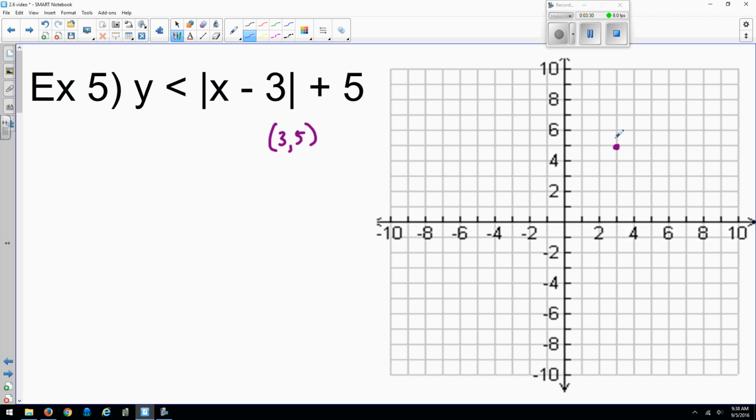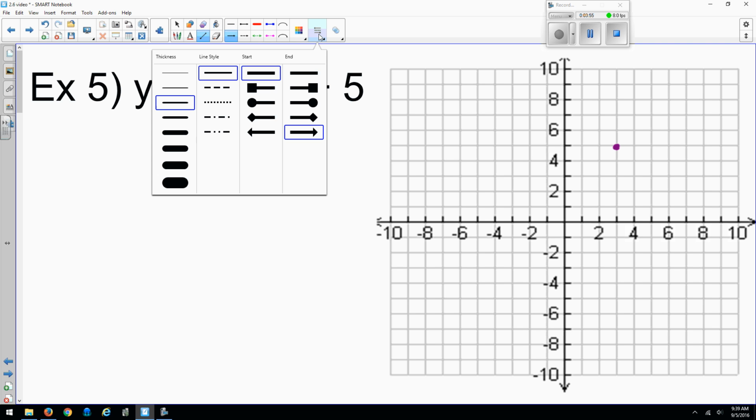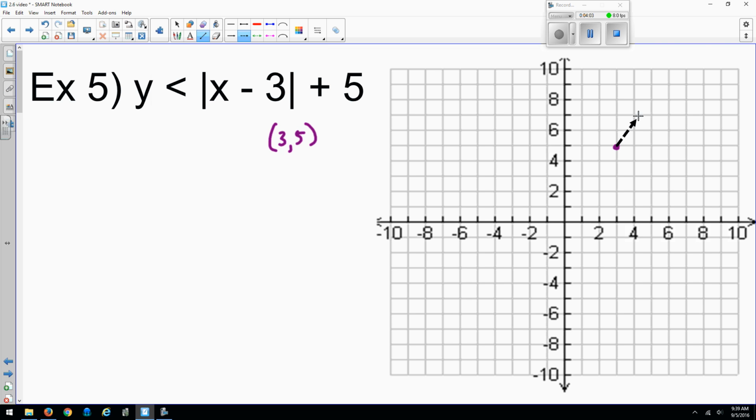Now, this is kind of the same deal as when we graphed inequalities when we had an equal sign here. When we didn't have the absolute value and we were just graphing the lines. If I just have a less than symbol, it's going to be a dashed line that makes up the graph. If it's a less than or equal to sign, it's going to be a solid line for the graph, and it's still going to be this V-shaped graph. I'm going to go ahead and pull up a dashed line. And we're still going to have this V shape to it.